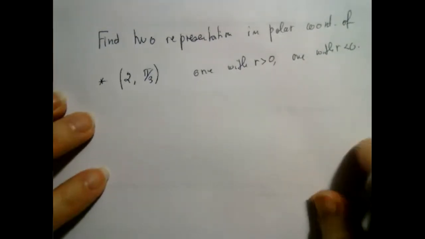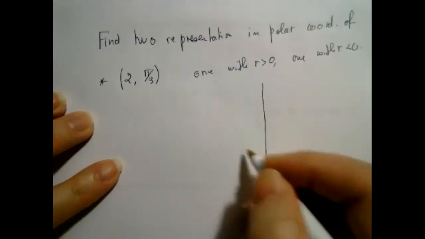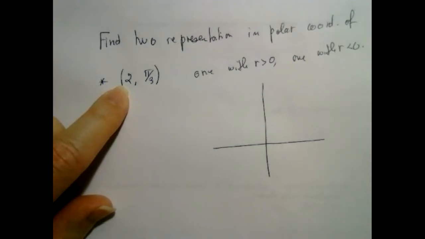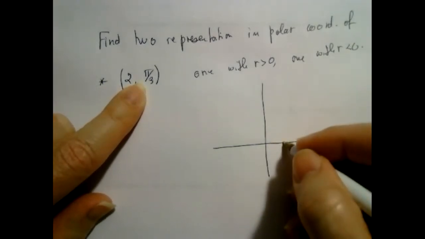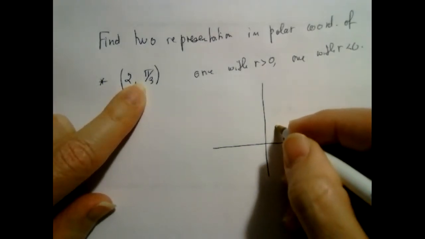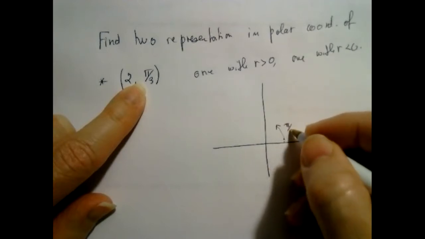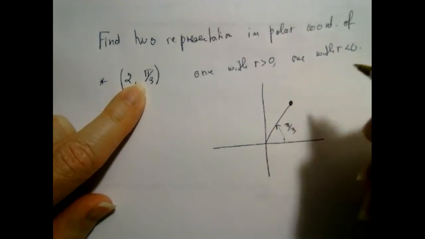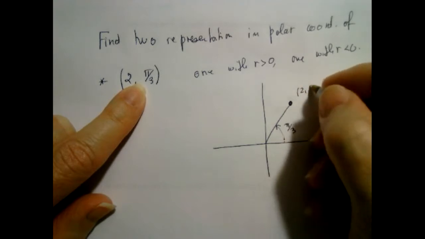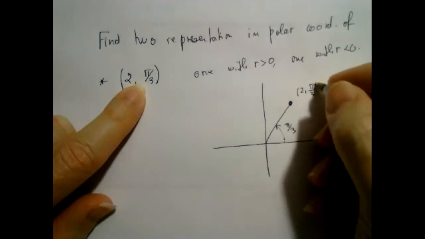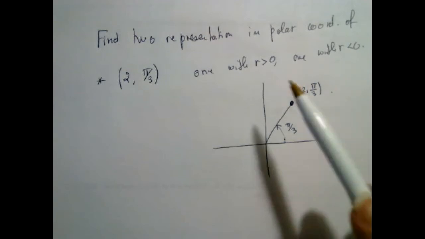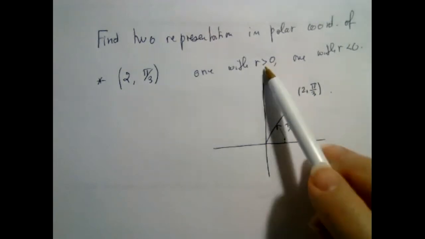Okay, so this is my point, 2 and pi over 3. First I sketch it. R is positive, so I don't have any issue here. Pi over 3 means I start from the positive x-axis and I go pi over 3, which is 60, and then I move 2. So that's already the point. Okay, give me another pair of polar coordinates that represent the same point with R positive.